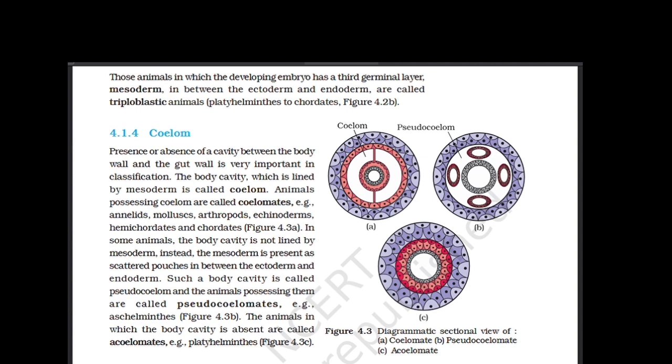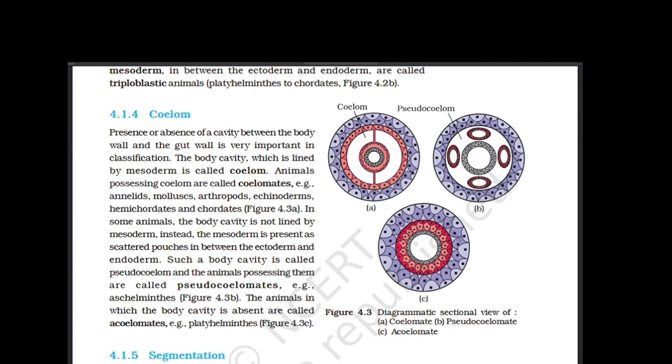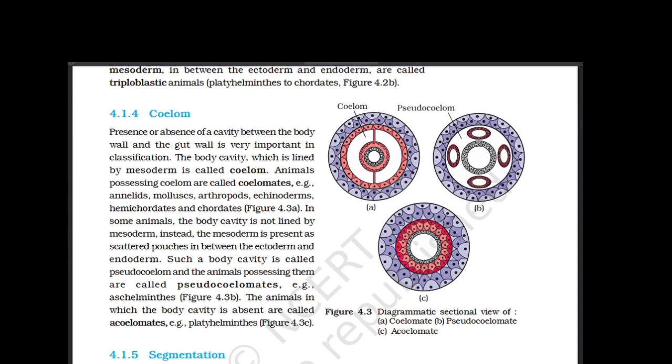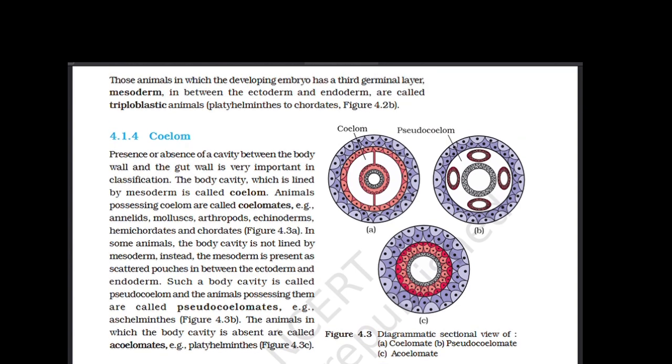In some animals, the body cavity is not lined by mesoderm. Instead, the mesoderm is present as scattered pouches in between the ectoderm and endoderm. Such a body cavity is called pseudocoelom, and the animals possessing them are called pseudocoelomates. Example: Aschelminthes. The animals in which the body cavity is absent are called acoelomates. Example: Platyhelminthes.